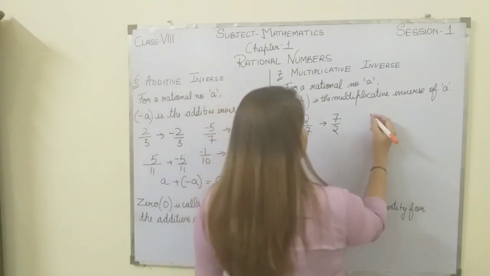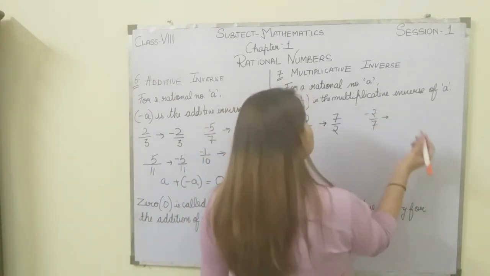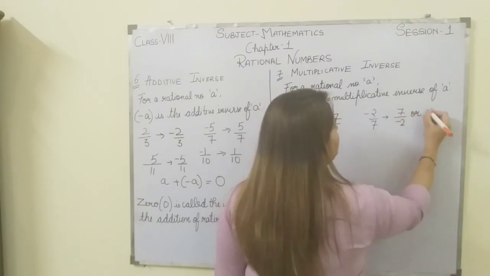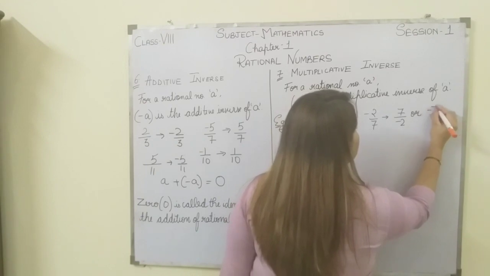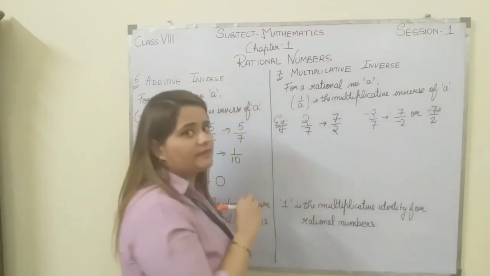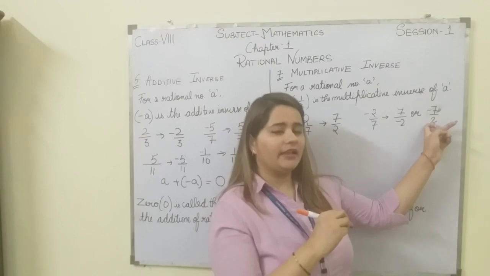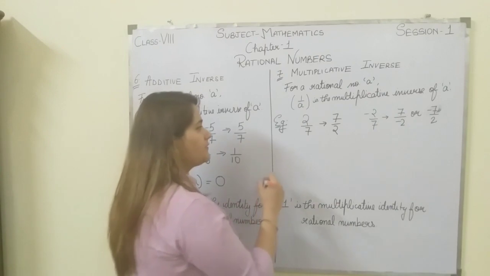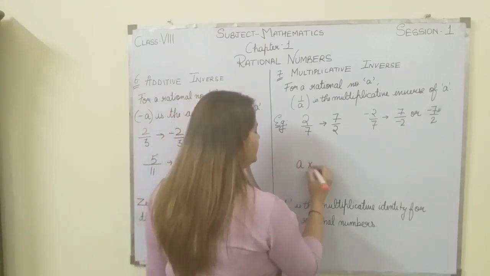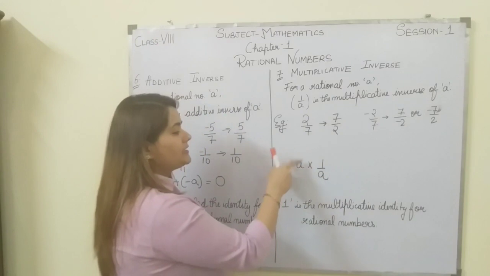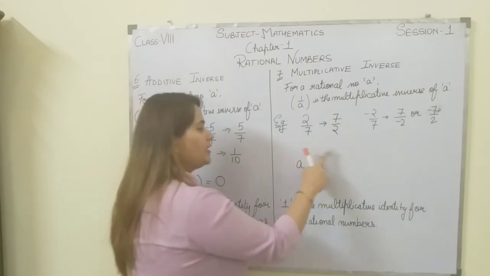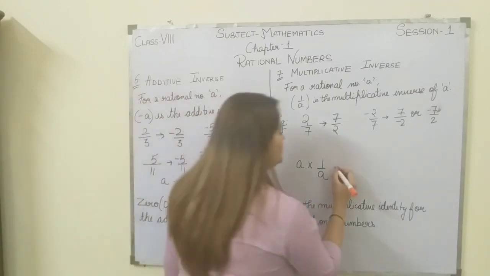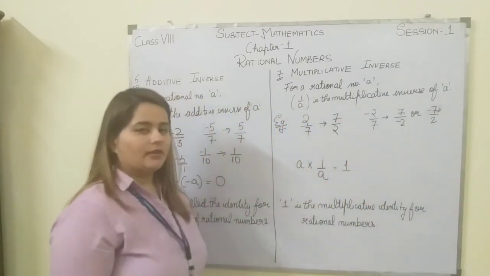If it is a negative rational number, minus 2 by 7, its multiplicative inverse will be 7 by minus 2, or you can say minus 7 by 2. As we know, we never write the negative sign in the denominator. Thus in multiplicative inverse, we say that A multiplied with 1 by A, that means if I multiply a rational number with its multiplicative inverse, or you can say its reciprocal, the answer will be 1.